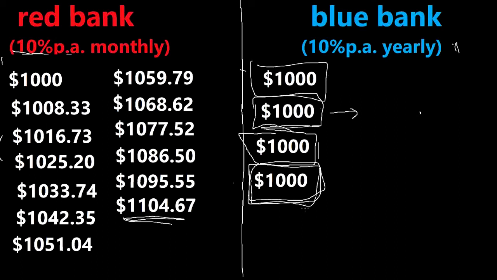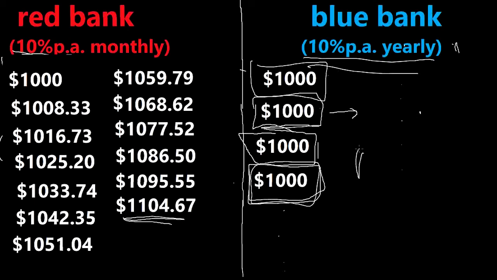$1,104.67. Now, if we compare this to the blue bank that only pays 10% once a year at the end of the year, then we know we're just going to have 1,000, 1,000, 1,000 until we get to the end of the year, and they're going to pay us our interest, which is 10% per year.